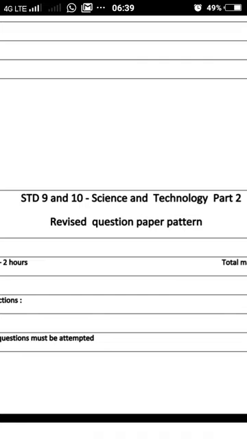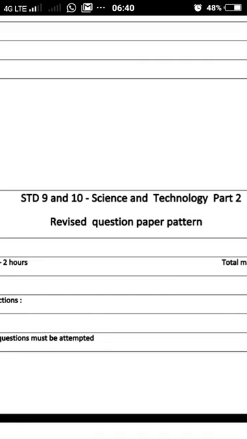Also here we'll be seeing the paper pattern. First of all, paper pattern and topic wise weightage for science 1 as well as for science 2. So let's begin with the revised question paper pattern for science and technology part 2. Here, for 9th standard, how it was, the same pattern will be there, the standard board pattern. We are going to discuss it here.